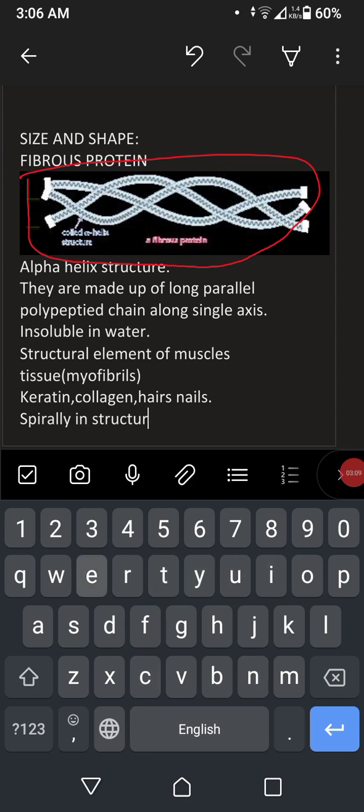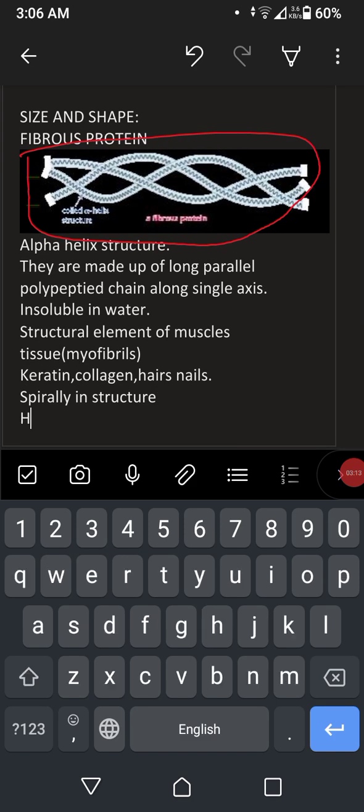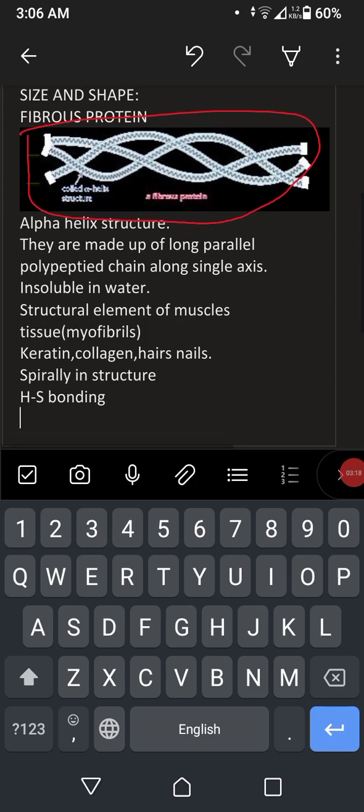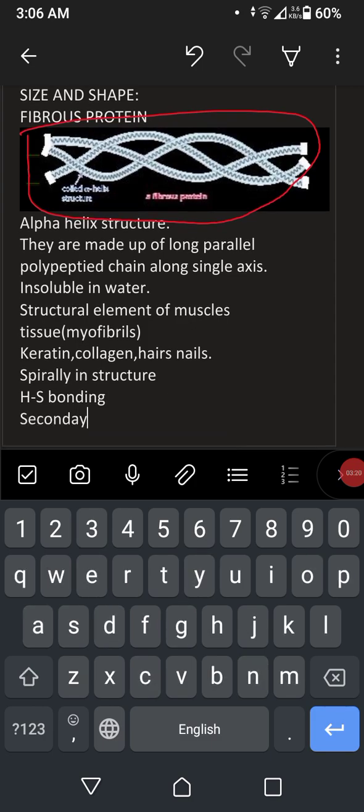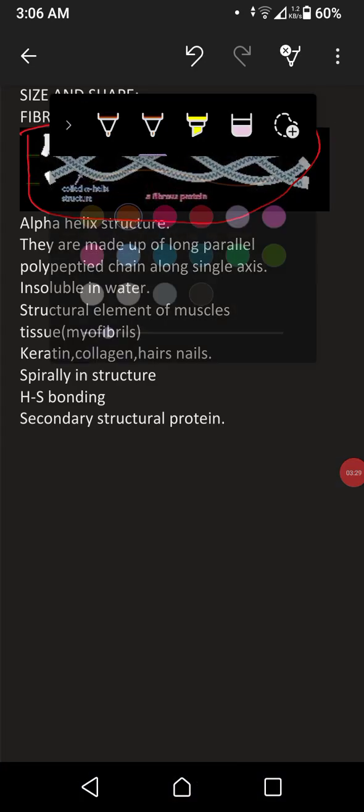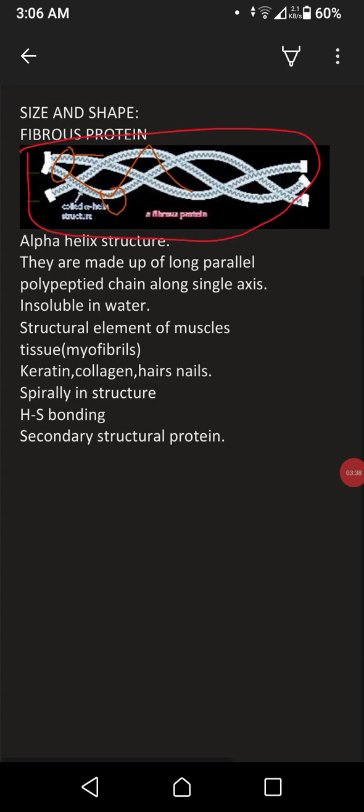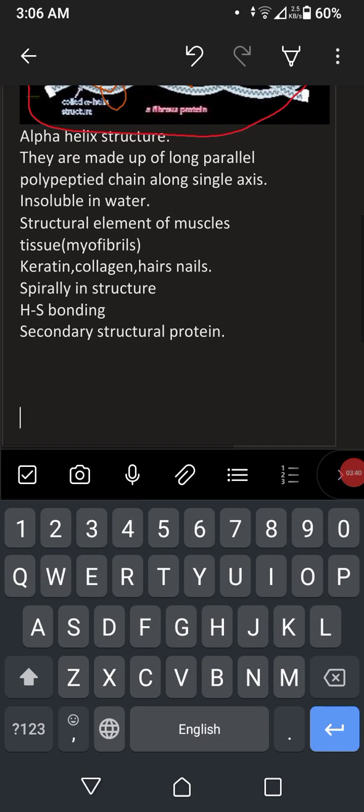it is spiral in structure. You can see over here in this diagram, and it has hydrogen sulfide bonding. It is also known as a secondary structural protein. You can see over here that they are composed, as I discussed in the previous video, of 1 and 2. Okay.